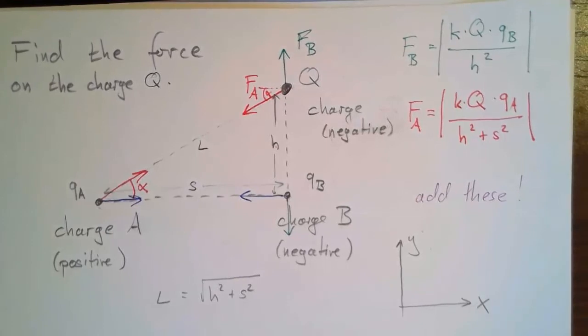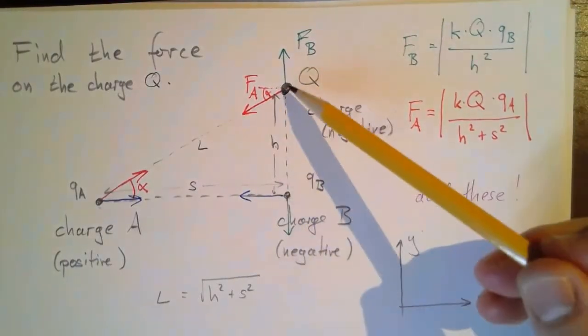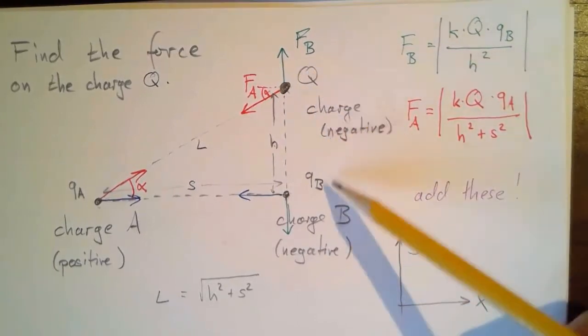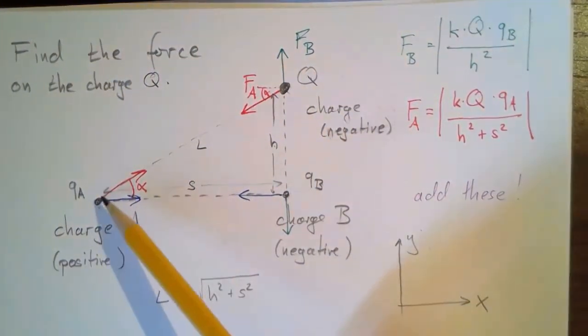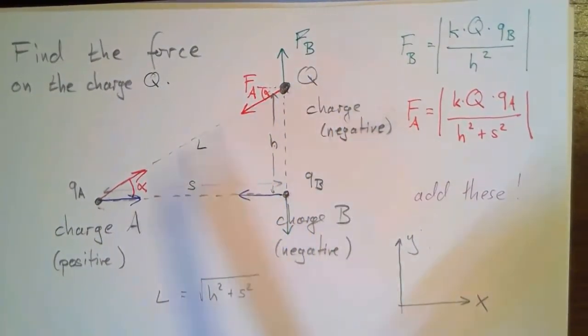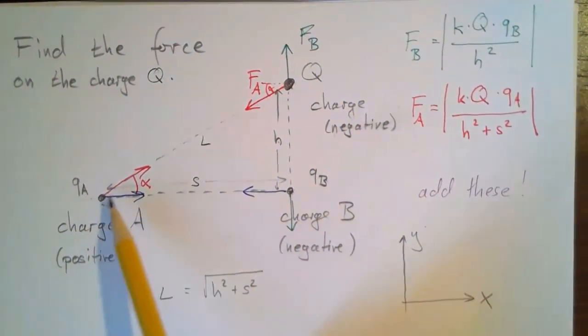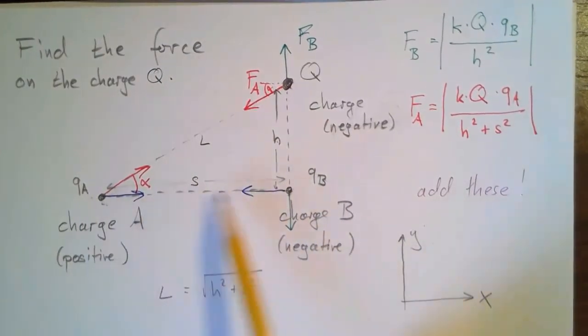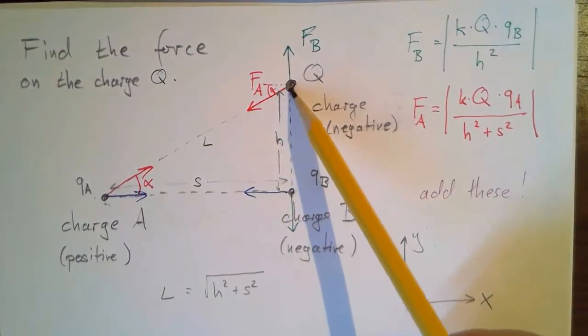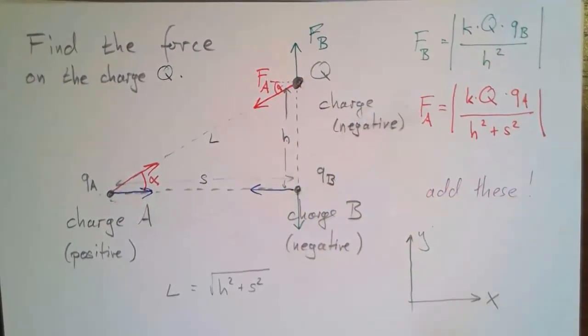Which interactions are you looking at? You're looking at the interaction between those two? Okay, you're going to plug in Q and QB. Look at the interaction between those two. Plug in Q and QA. The interaction between those two, yes, it's physically there, but we don't care if we're asked to find the force on this one. So each single step, it's clear. Just don't get yourself confused.